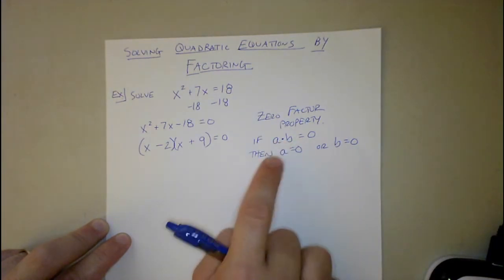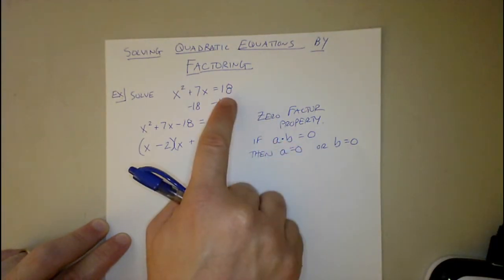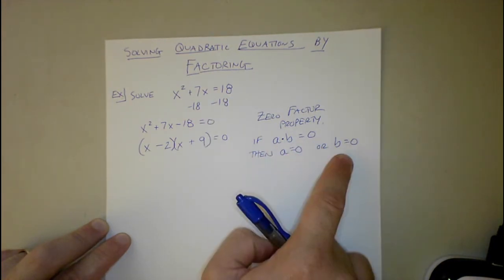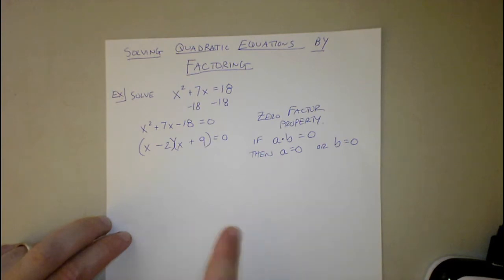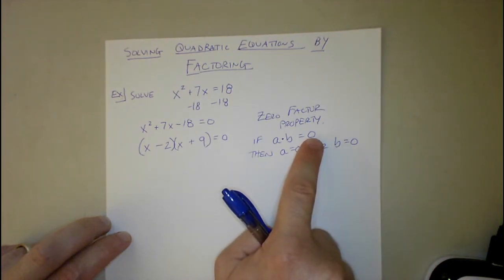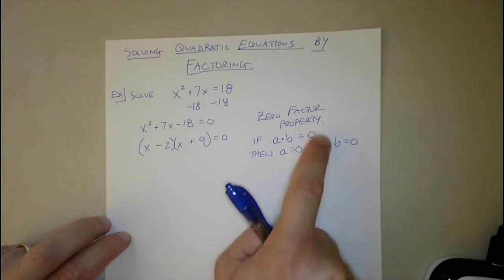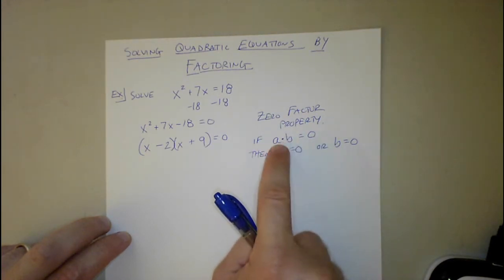And that is unique about the number 0. It's not true for the number 18. If I said if a times b is 18, then one of these two things has to be 18. Why is that not true? Well, 2 times 9 is 18. And so those are two numbers that multiply together. They're not 18, but they give you 18 when they multiply together. So 0 is a very unique number in that sense, that when two real numbers are multiplied together and they give you 0, one of those two real numbers has to be 0.